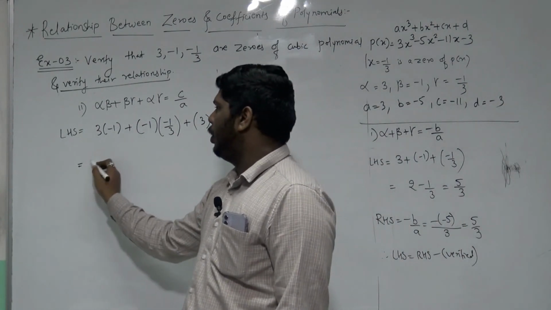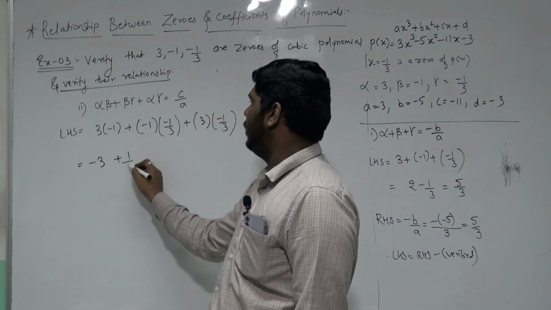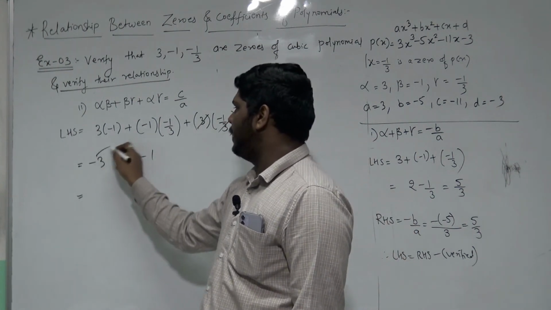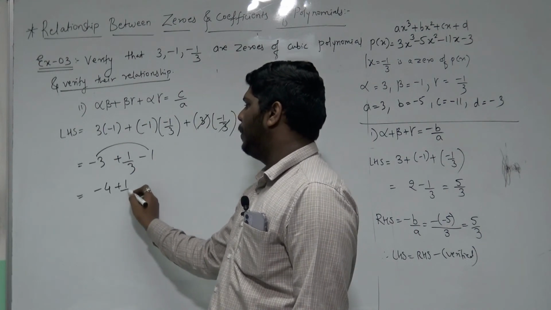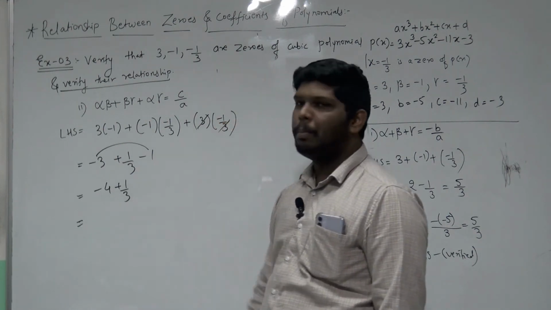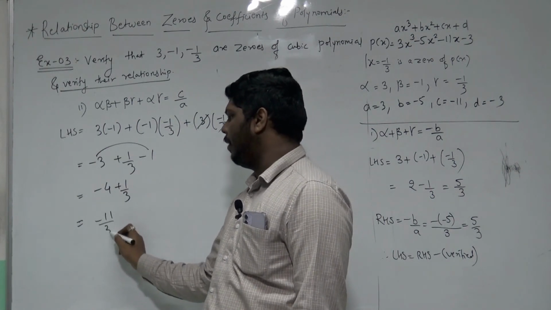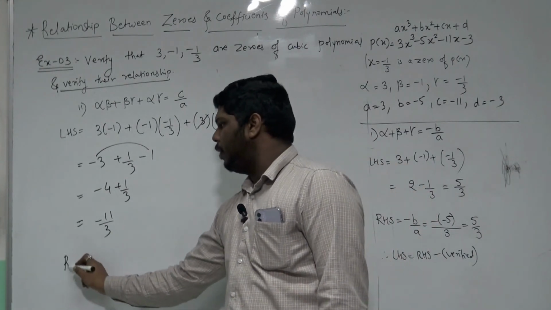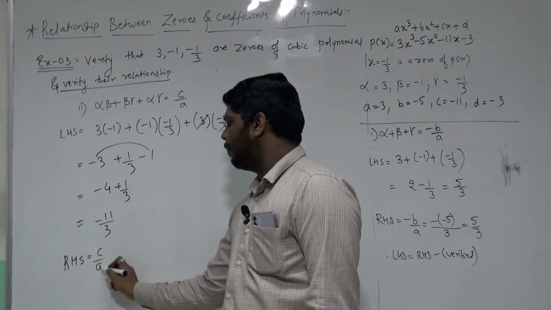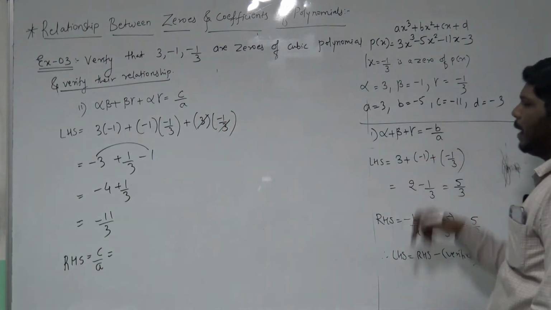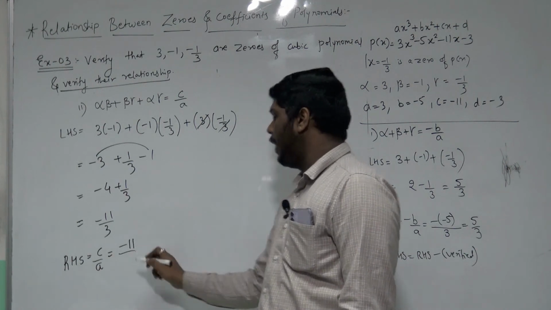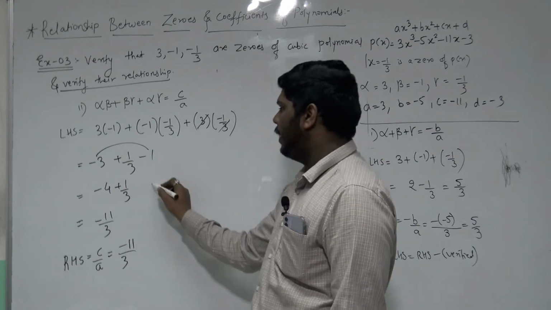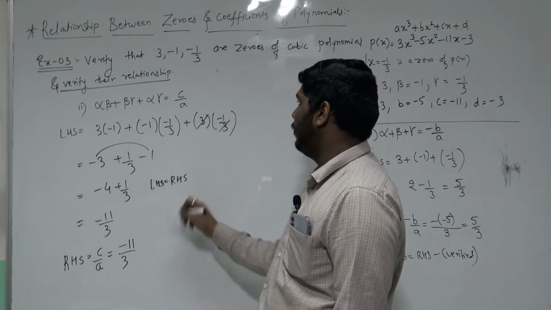And now if you solve it further, what you will get? This will be minus 3, minus of minus plus 1 by 3, correct? And here 3 cancel, so you will get here minus 1. On further solving, you can see minus 3 minus 1 will be minus 4 plus 1 by 3. And if you take the LCM, this will give you minus 12 plus 1, which is minus 11 by 3. Now at the same time we'll consider the RHS. What is my RHS? Value of RHS is equal to c by a. Once again, what is c here? Value of c is minus 11. So minus 11 divided by a, value of a will be once again 3. So as you can see, again both the values are same. Therefore LHS is equal to RHS, verified.